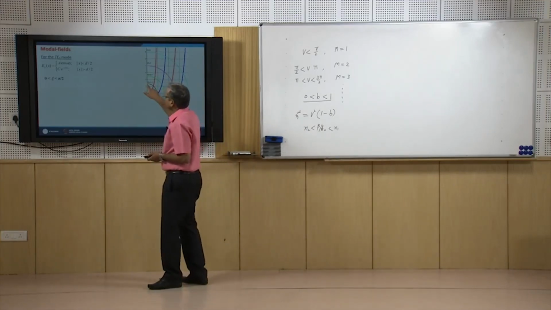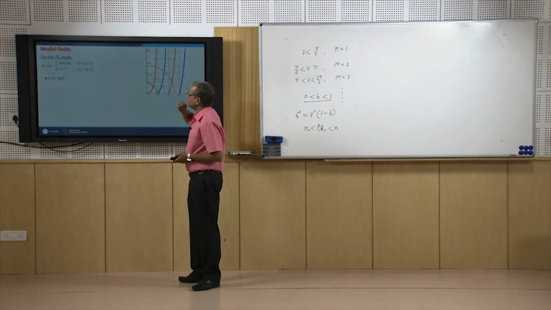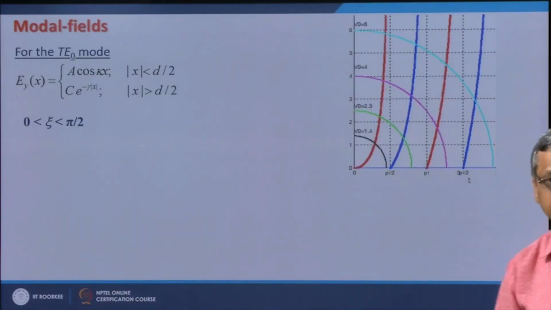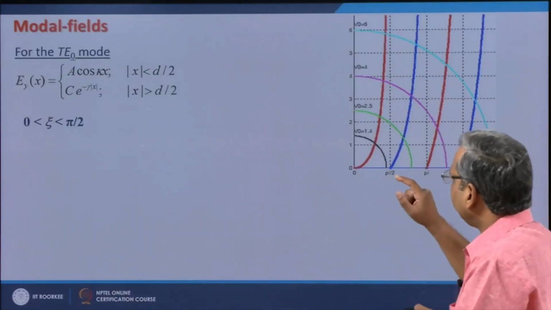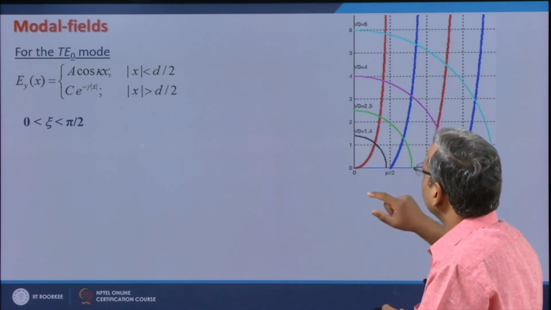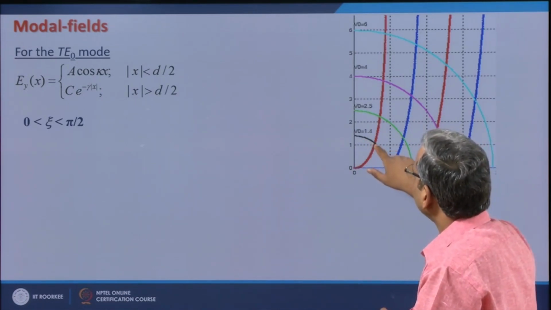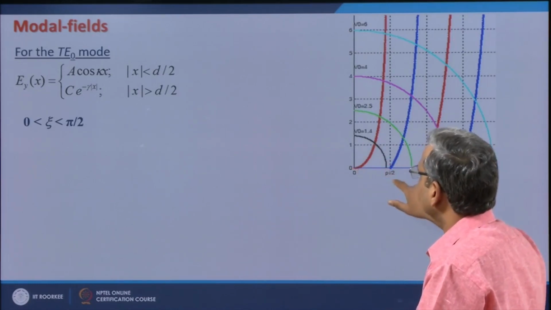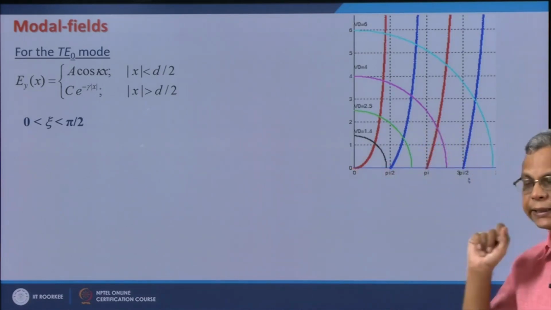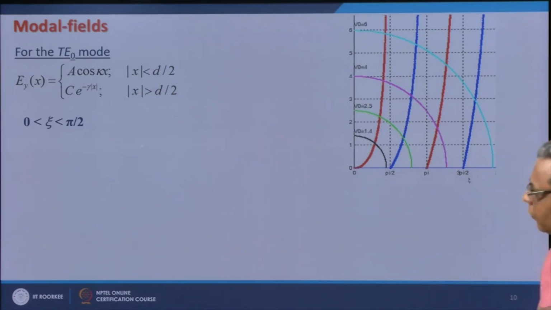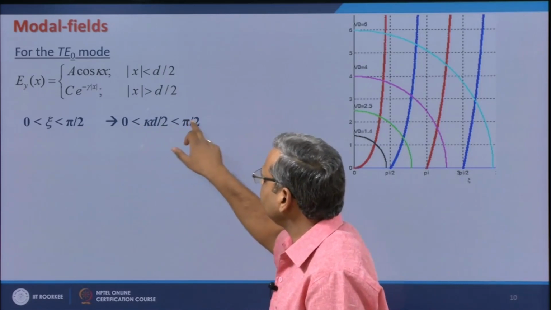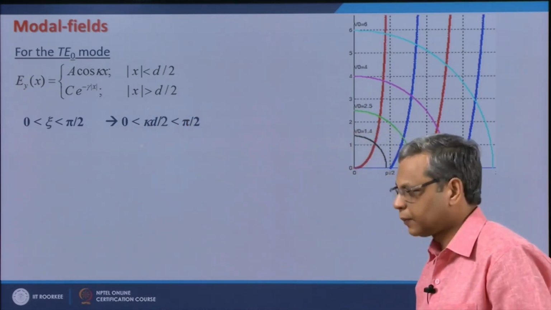I know for TE0 mode, xi would lie between 0 and pi by 2, because V would lie between 0 and pi by 2. So, the value of xi for the point of intersection will always lie between 0 and pi by 2, it will not exceed pi by 2. What is xi? Xi is kappa d by 2. So, kappa d by 2 will lie between 0 and pi by 2.